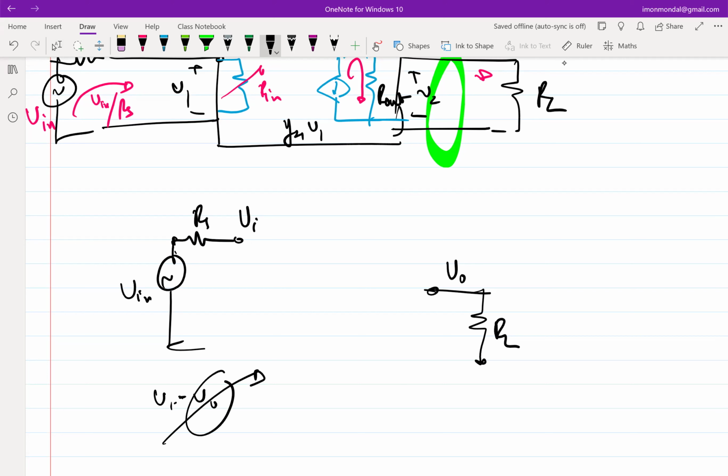Now, how do we do that? So the argument is, if Vo drops, if Vo reduces, I should be pushing more current into Vo.